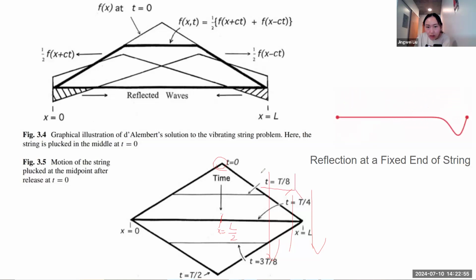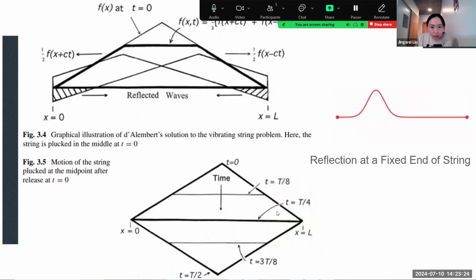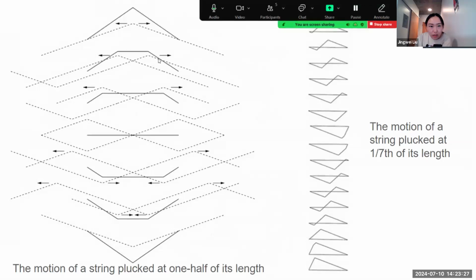So when t equals period over 8, it will be here. When it's 1/4 of the period, it will be at the equilibrium, and when t equals half the period, it will be totally reflected. So, yeah, I didn't find any animation about this. So here it's not an animation, but it's somehow a step-by-step illustration of what the wave looks like.